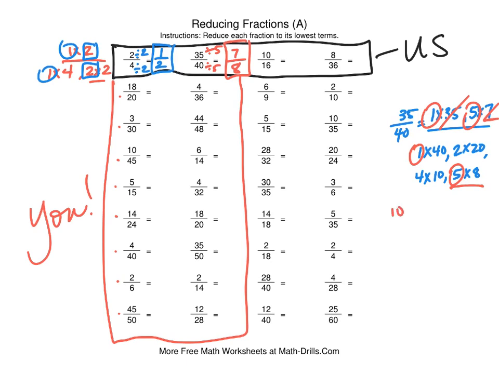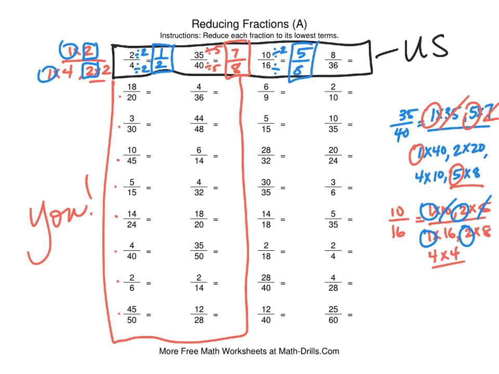Okay, 10 over 16, the next one. Factors of 10, 1 times 10, 2 times 5. There are no other factors of 10. For 16, you got 1 times 16, then you go to 2 times 8, then you go to 3, doesn't work, 4 times 4, and we have the same number, so you're done. Alright, so 1 in common, 2 in common. They don't have a 10, they don't have a 5 in common. So 2 is the biggest number. Go back, divide them both by 2. 10 divided by 2 is 5. 16 divided by 2 is 8. And that's in simplest form.